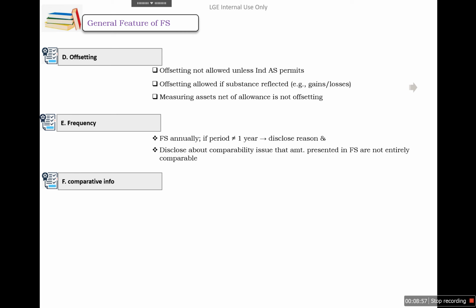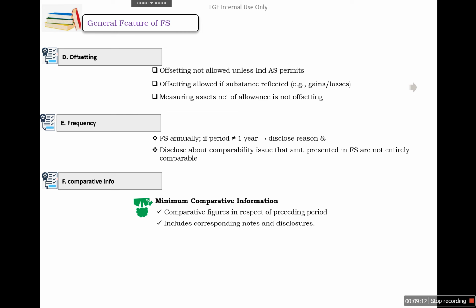Next is about the comparative information. There should be minimum comparative information. Comparative figures in respect of the preceding year should be presented, and the comparative figures will be included in corresponding notes and disclosures also. Similarly, it will be presented in the balance sheet, P&L, SOCI, cash flow and other notes.